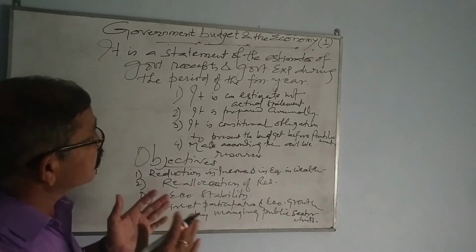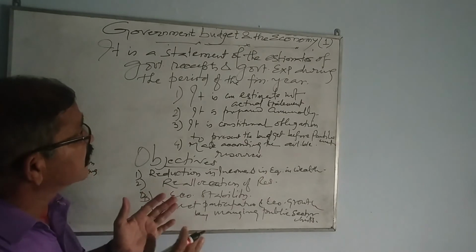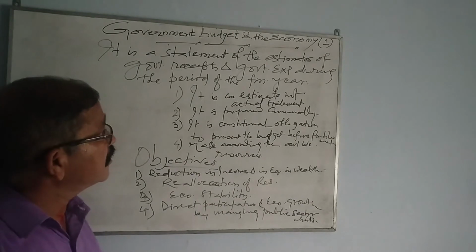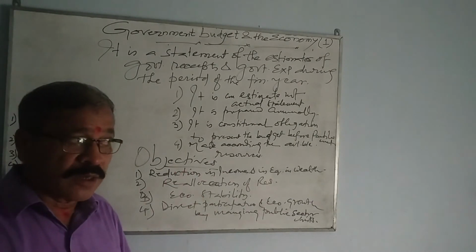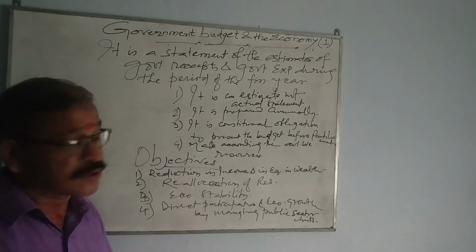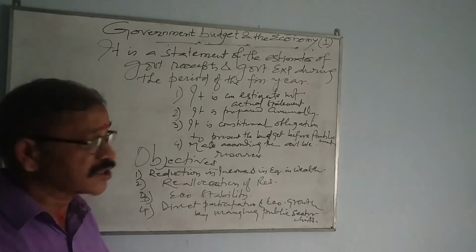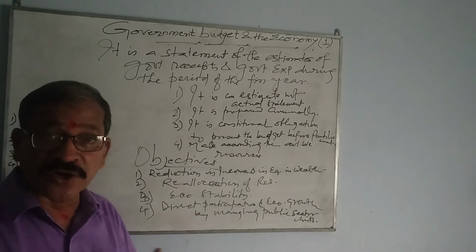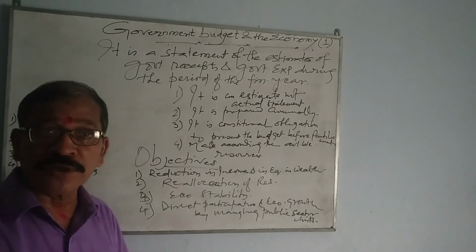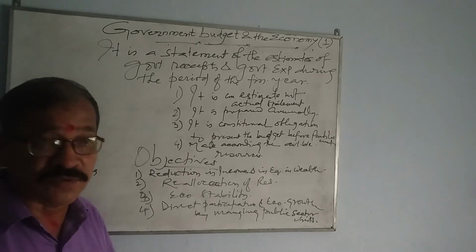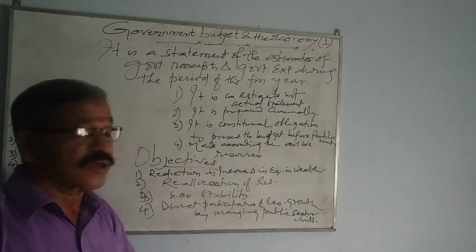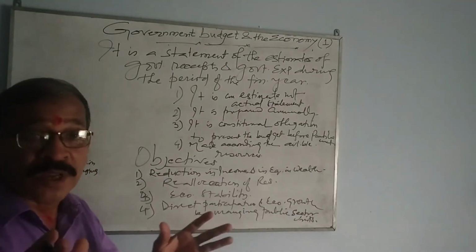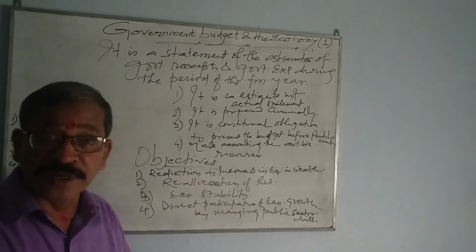So basically, again I am talking about the budget. Budget is nothing but a statement of estimates of government receipts and government expenditure during the period of a year. It has its own salient features. It is an estimate, not an actual statement. It is prepared annually. It is a constitutional obligation for the government to present the budget in both houses of the parliament. And the budget is made according to the available resources. These are the basic features of the budget.